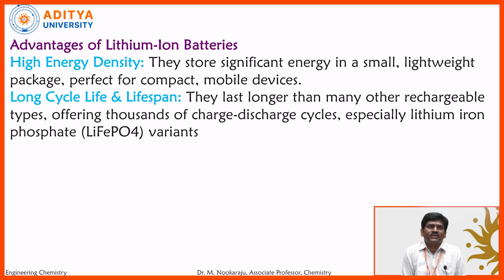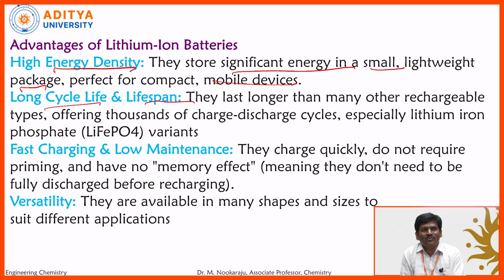The advantages are, these lithium ion batteries have high energy density, so they can store significant energy in a small lightweight package and can be used in mobile devices. Long cycle life, as we said, around 3600 cycles, and a lifespan of around 10 years. Then fast charging and low maintenance. Today we have super chargers or turbo chargers, so that we can charge a whole battery within 20 minutes, less than half an hour. We can also discharge like that. And versatility, different models, that is why we have ultra slim mobiles today. Today the mobiles are slim, chargers are turbo.